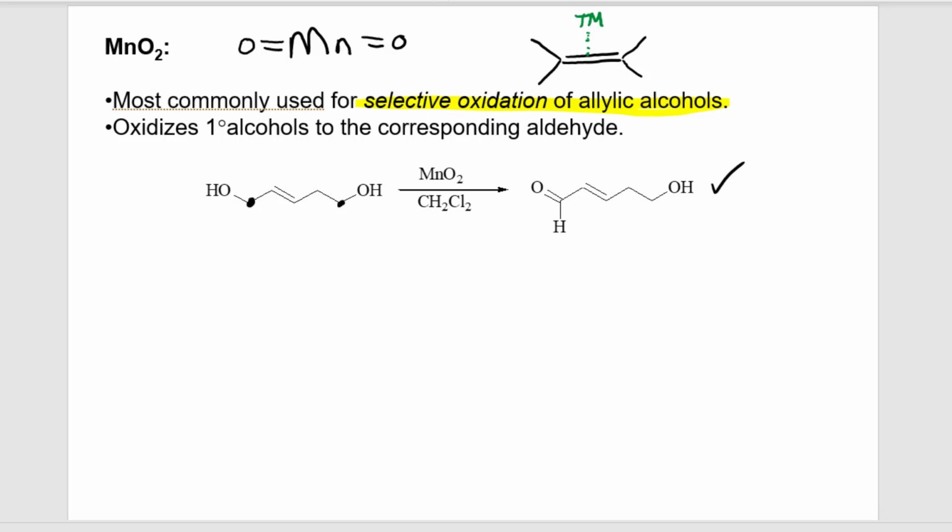So I'm going to redraw this carbon 1, 2, 3, 4, 5 with the alcohol. So now notice that the manganese is attracted to the oxygen, but it's also attracted to the pi system of that nearby double bond.